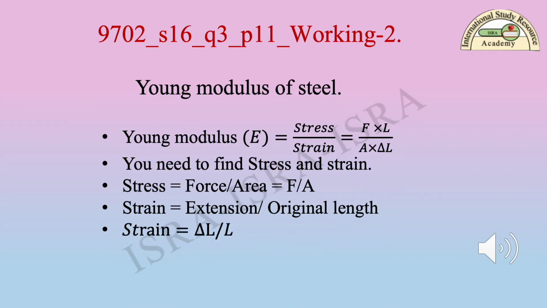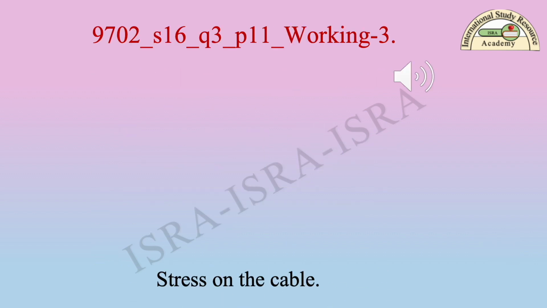Working step 2. Young modulus of steel. Young modulus capital E is equal to stress over strain, which is equal to F times capital L over capital A times delta capital L. You need to find stress and strain. Stress is equal to force over area is equal to F over capital A. Strain is equal to extension over original length. Strain is equal to delta capital L over capital L.